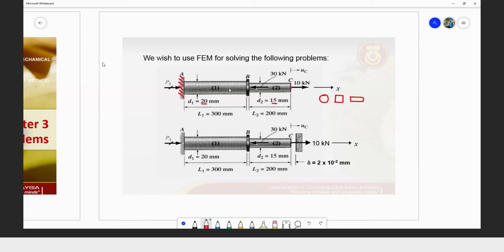Tapi as we can see here, under this loading, we can expect that this bar ni dia akan deform under this load. Mungkin dia akan memanjang ataupun dia akan compress kan. Tapi in one direction sahaja, which is dalam arah X sahaja.